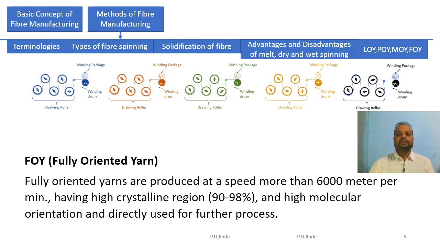So at the end, I can say that these different types of yarn can be created just by adjusting the winding and drawing roller speeds. There are basically different types of yarns, that is LOY, then MOY, POY, HOY, and FOY. According to the requirement, one can produce these different types of yarn on the same machine just by adjusting the speed of the drawing roller and winding drum.